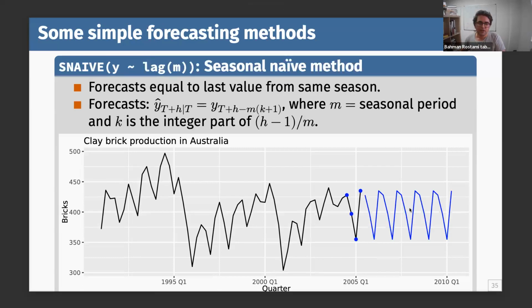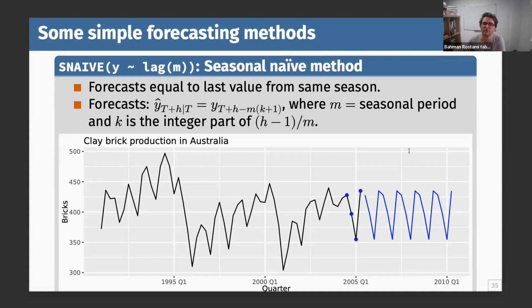Another method similar to naive is seasonal naive. Here, instead of taking the last observation, we take the last season and repeat that over any number of horizons that we are interested in. So if you forecast monthly time series data and want to forecast for next January, you look at the value of the previous January. If you want to forecast for February next year, you look at the value of February in the previous year, and so on.